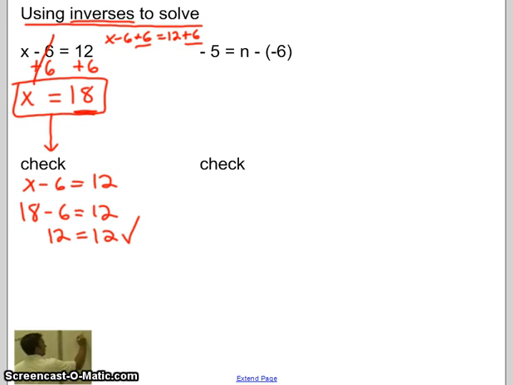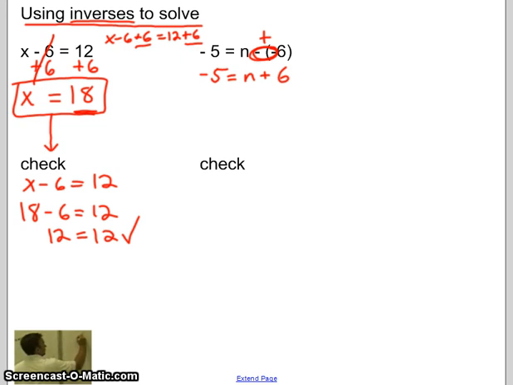Alright, next problem, I have negative 5 equals n minus negative 6. Okay, well, first thing we have to do is simplify this a little bit because we have a little work right here. Alright, what we learned is when we have two negatives next to each other, or two negative signs or two subtraction signs next to each other, it's addition. So I'm going to fix this equation up first, simplify it a little bit before I continue.